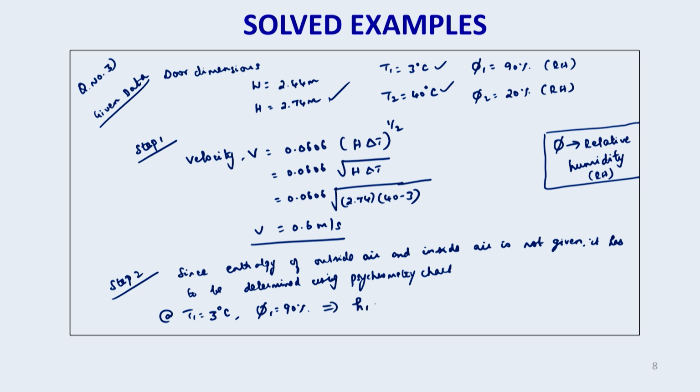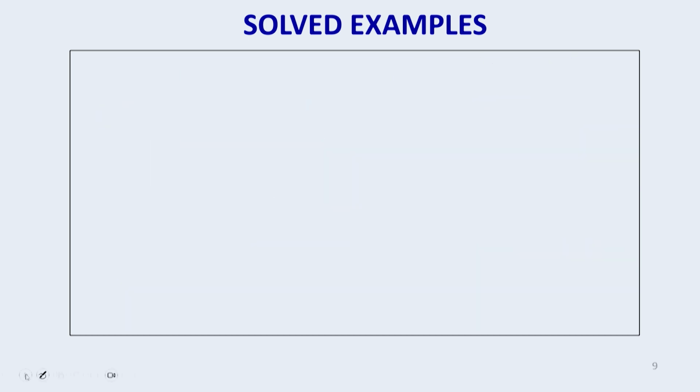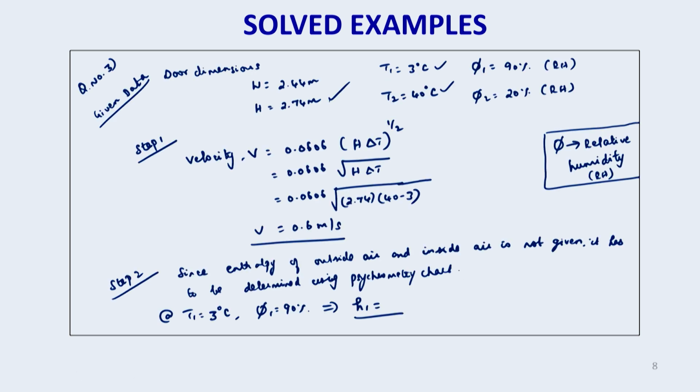Enthalpy H1 has to be found out. Similarly, at T2 equal to 40 degrees centigrade and relative humidity equal to 20%, H2 has to be found from the psychrometric chart.